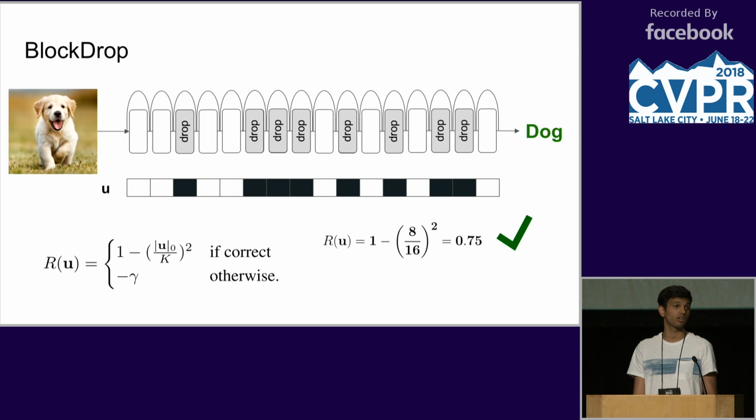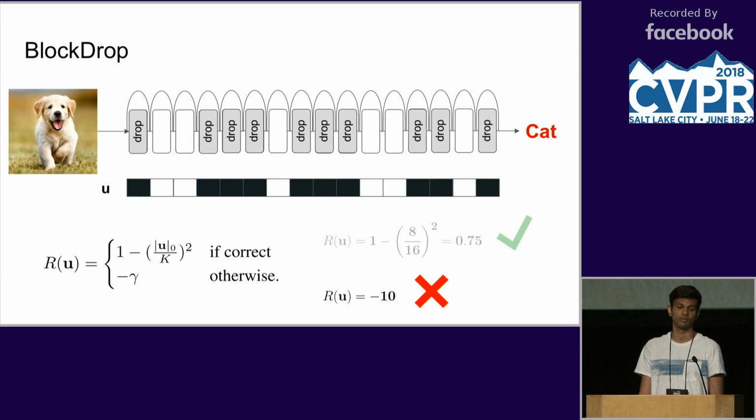The network is rewarded based on two things: how correct the model is and how many blocks it managed to drop. So if the model correctly predicts that the image is a dog, then a positive reward is given. And the more blocks you drop, the higher this reward. If it gets it wrong, though, then a negative reward is given, regardless of how many blocks are dropped. The combination of these two rewards forces the model to learn configurations that minimize the number of blocks used, as well as produce the correct answer.